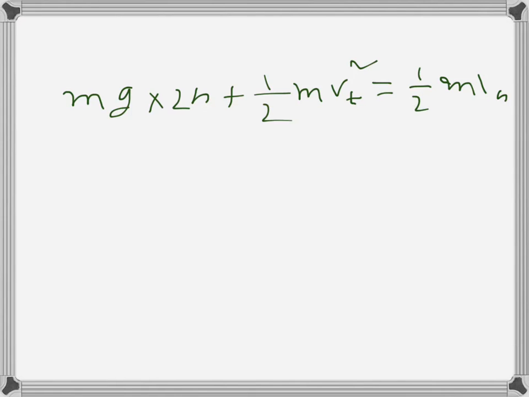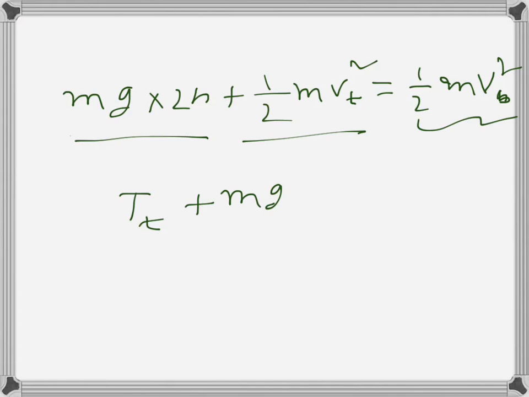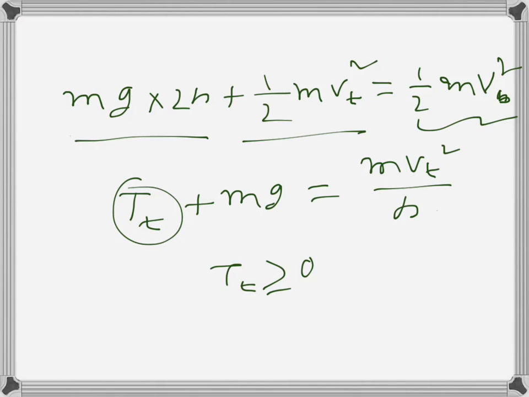Half m Vb square, which is the kinetic energy at the bottom. It will have only kinetic energy at the bottom, and this is the potential energy plus the kinetic energy at the top position. Then if we consider the tension at the top position, this will be T plus mg, both towards the center. Weight is also towards the center and tension is towards the center, equal to the centripetal force, which will be m vt square over r. So tension has to be at least 0 or greater than 0.